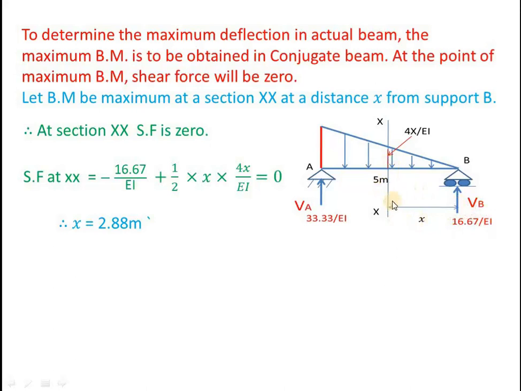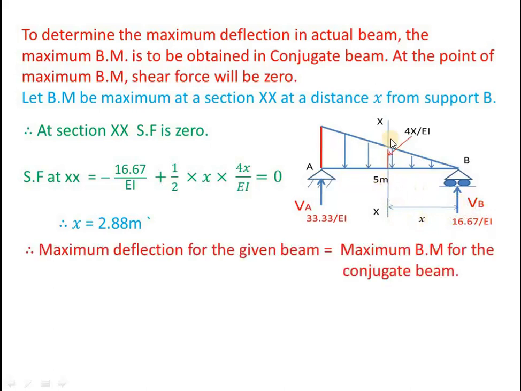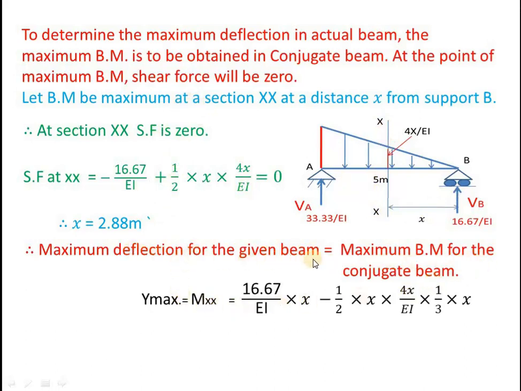So now to get the maximum bending moment here, you have to write down the bending moment at this section, and in that, for x, you have to put 2.88 meter. So the maximum deflection for the given beam is y maximum, which equals the maximum bending moment for the conjugate beam, at this section.